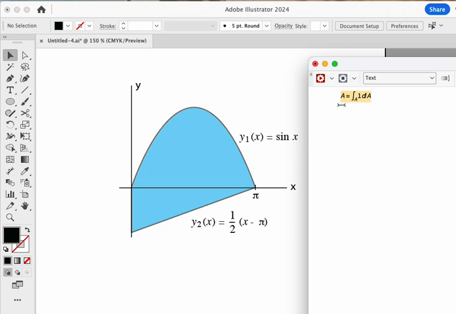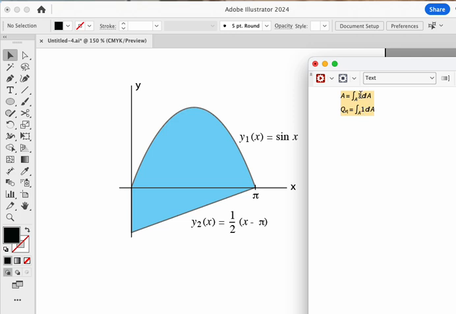I could also do a different integral. Let's just copy this and paste it here. I could also find the moment of that area about, say, the x-axis. That's the x-axis here. And I need to figure out how to do that.